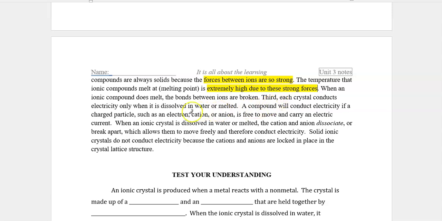Third, each crystal conducts electricity only when it is dissolved in water or melted. A compound will conduct electricity if a charged particle, such as an electron, cation, or anion, is free to move and carry an electric current.